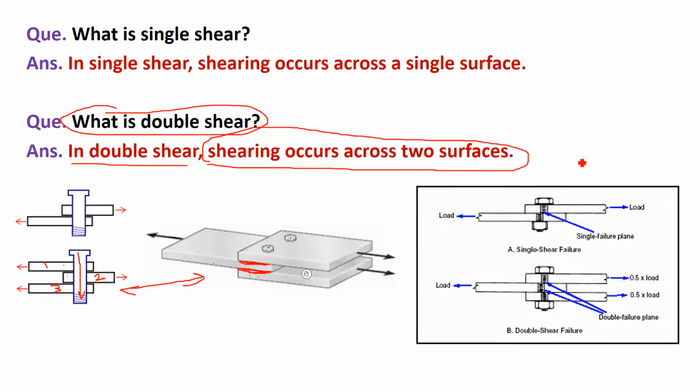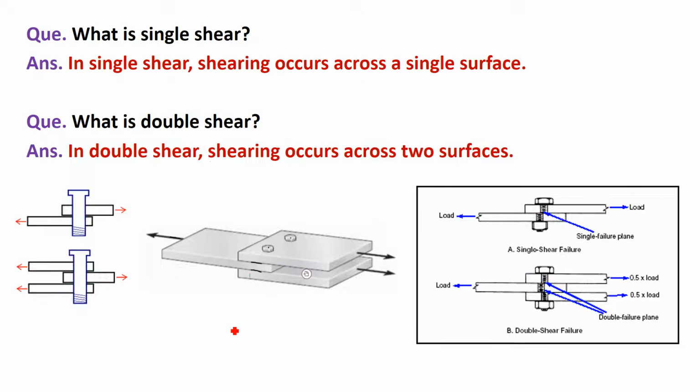These are the line diagrams again for single shear and double shear. So in single shear there is only one shearing surface. In double shear there are two shearing surfaces. That's why it is called single shear and double shear.